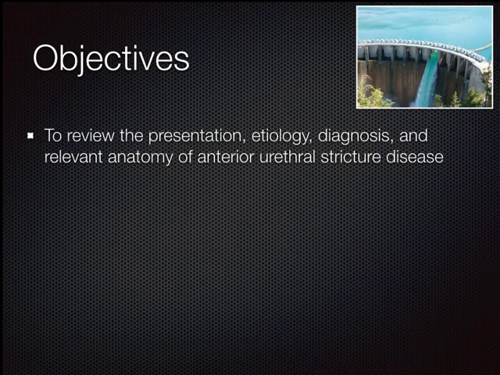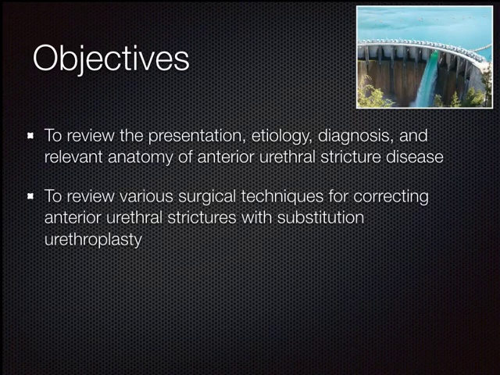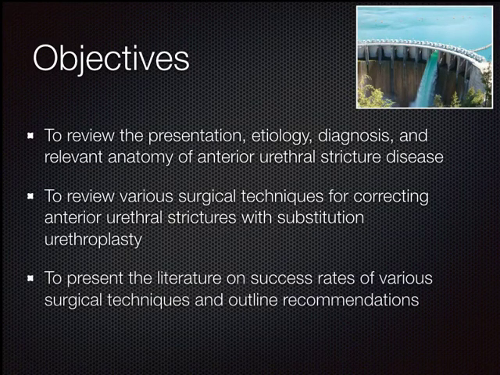The objectives of this talk are to review the presentation, etiology, diagnosis, and relevant anatomy of anterior urethral strictures, to review various surgical techniques for correcting these strictures with substitution urethroplasty, and to present literature on success rates of various techniques and to outline some recommendations.